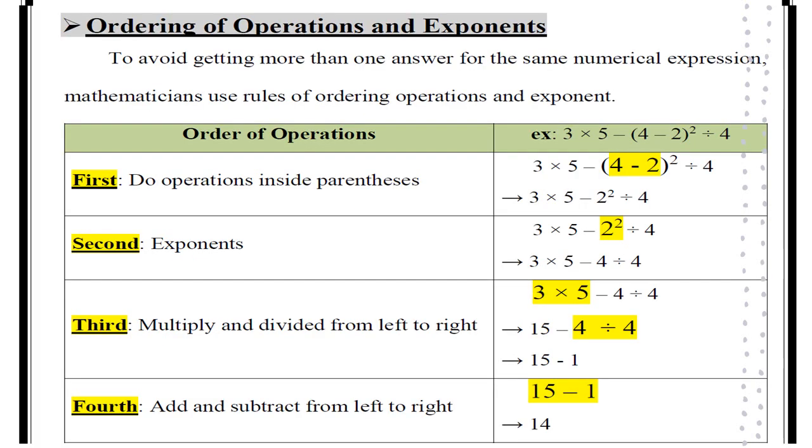Ordering of operations and exponents. To avoid getting more than one answer for the same numerical expression, mathematicians use rules of ordering operations and exponents. For example, I have here 3 times 5 minus, in parentheses, 4 minus 2, to the power of 2, divided by 4. So first I have to do the operation inside the parentheses.